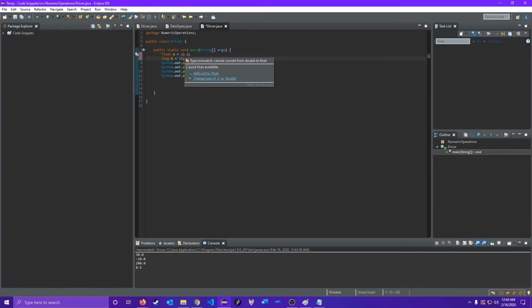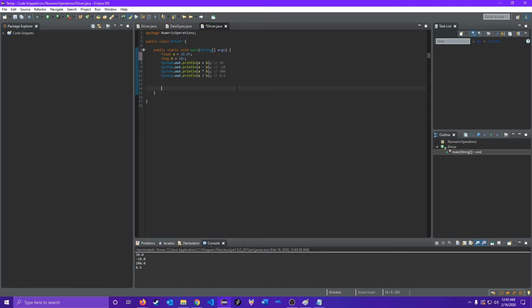So we're getting an error here because 10.0 is not a float, and if we put an F there, then it's fine. This is just a weird Java thing. In order to specify that a number is a float, you need to put an F at the end of it when you're initializing like this. And then sometimes you'll have to do the same thing for a long. You'll need to put an L right there. So we'll do that anyway.